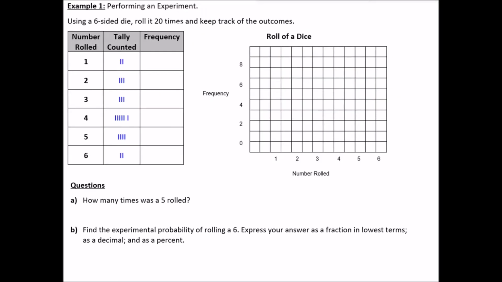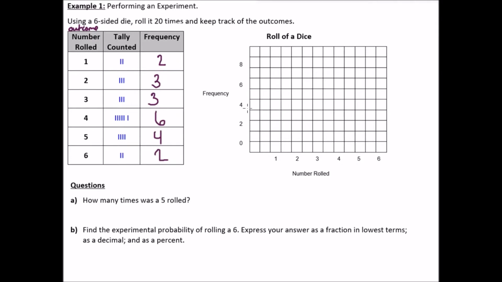So let's do example 1, performing an experiment. Using a 6-sided dice, roll it 20 times and keep track of the outcomes. So I went ahead and rolled a die 20 times, and this is what I got. The number rolled 1, so this would be the outcome. How many times did I roll a 1? Well, I just tallied it, so 2. How many times did I roll a 2? 3 times. How many times did I roll a 3? 3 times. A 4, this would be 5, 6, 4, and 2.